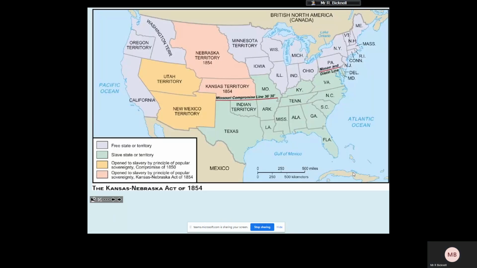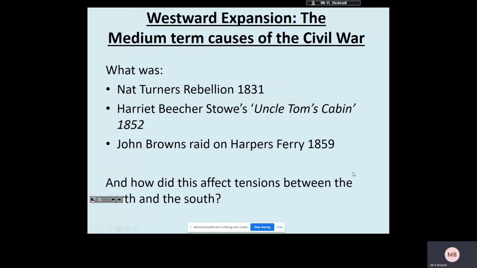Right, let's move on. These are 3 extra ones, but I don't classify these anywhere near as important as the reasons that we've just spoken about. Now, Nat Turner's rebellion in 1831, Nat Turner was an ex-slave. He led a rebellion. It was quite a successful rebellion, and it encouraged other slaves to rebel.